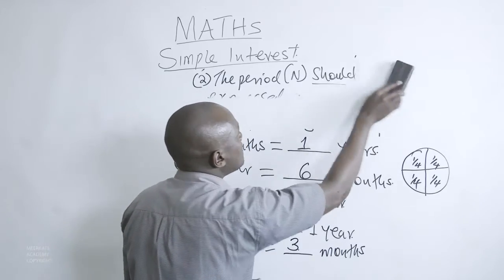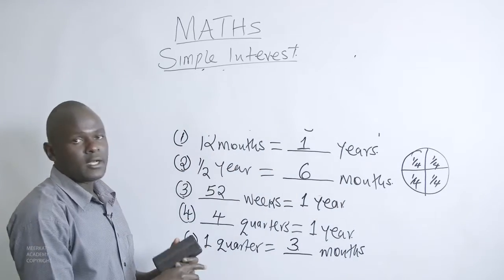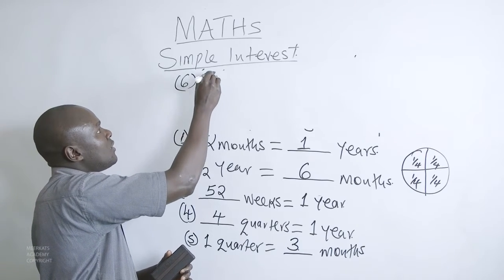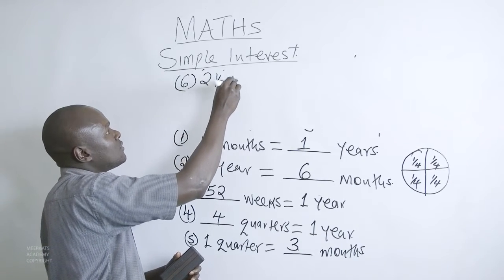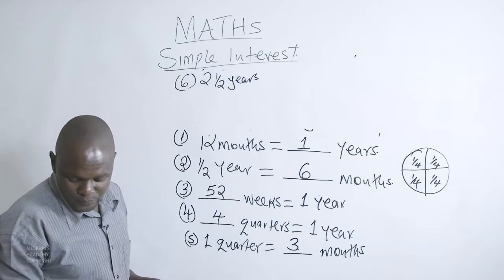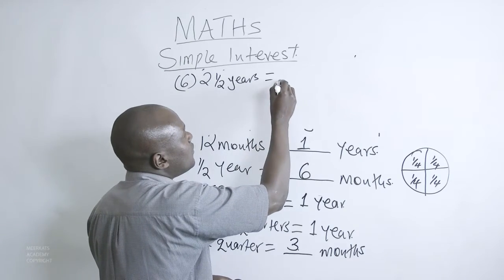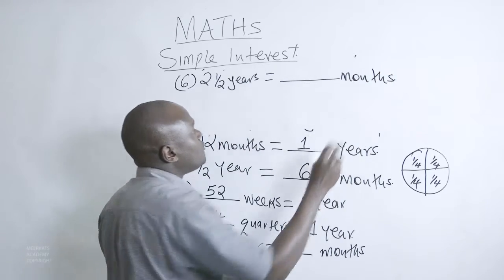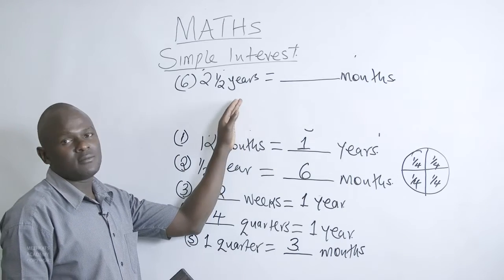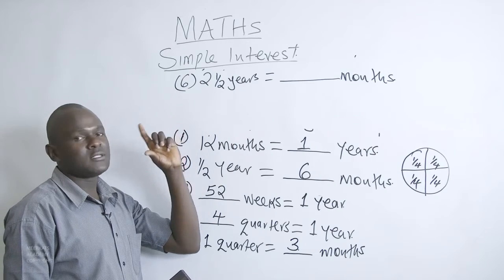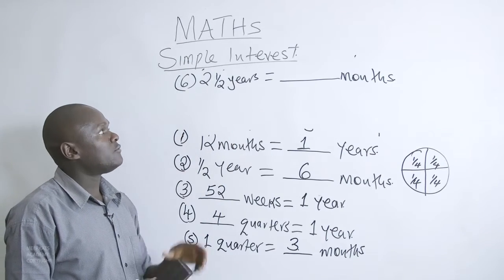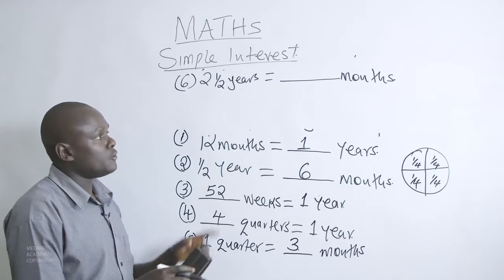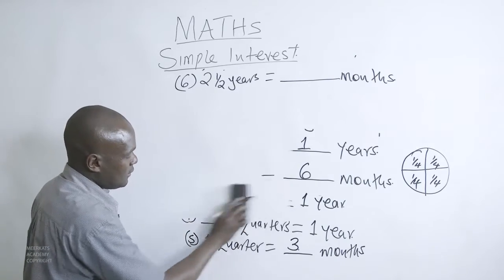And lastly, you can look at number 6, 2.5 years will give us how many months? 2.5 years will give us how many months? We have already learned that a single year has 12 months. What about 2.5 years? You will try to fill in that particular gap.